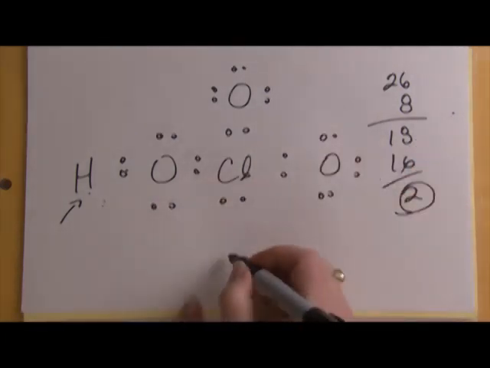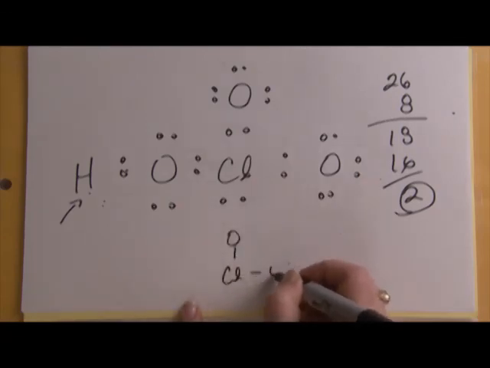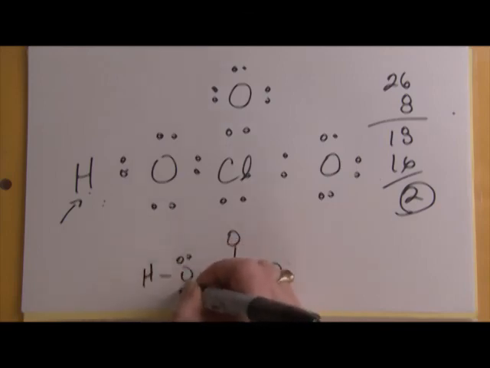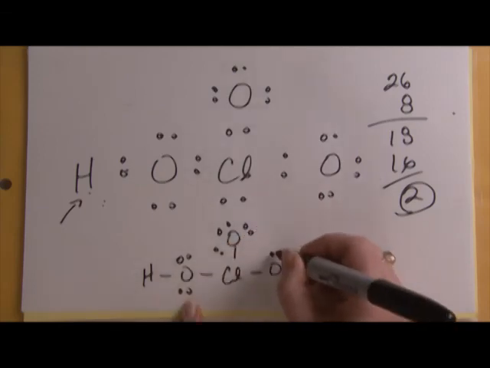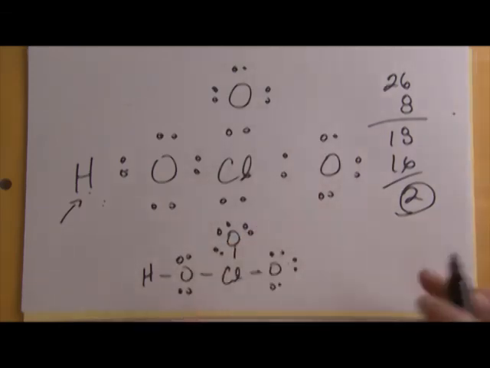Everybody's happy. Normally you would change this and write it as such for a Lewis structure to show that you understand. Let's get everybody in there, that these guys are bonded. And there you go.